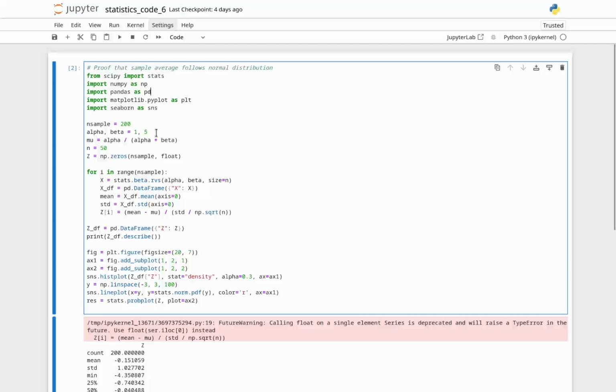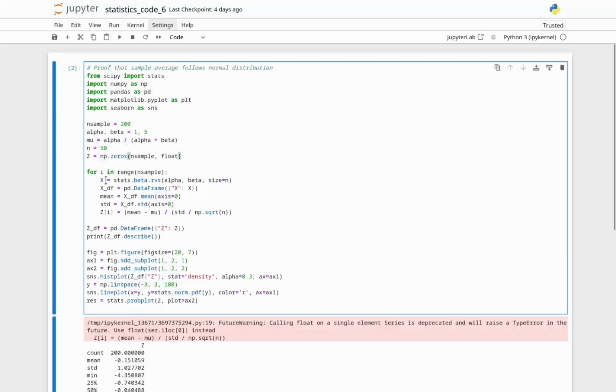In this case, instead of a normal distribution, we are taking data from a beta distribution. So these are the parameters to generate a beta distribution: alpha, beta, and then mu. Then each sample will have, in this case, 50 data points. So this z is for saving our z-scores. So now let's generate our data and then calculate the z-scores.